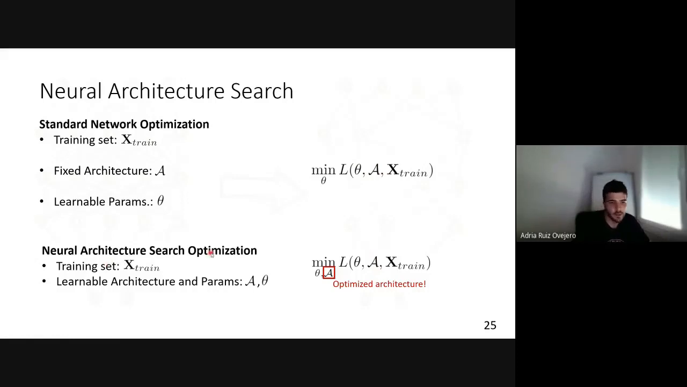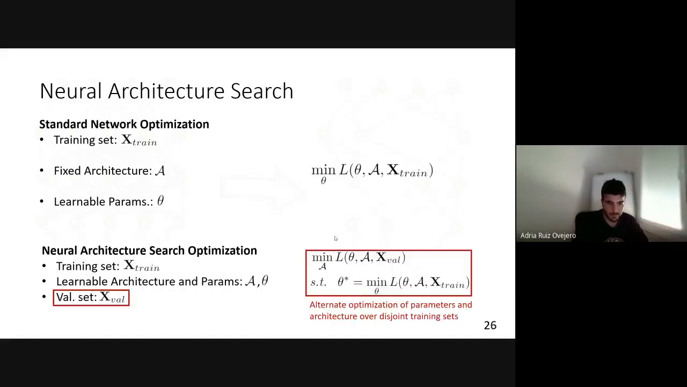So the idea of neural architecture search is to say, okay, instead of just optimizing the parameters of the network, I would like to also optimize the architecture of the network, optimize all these hyperparameters which determine the computational complexity and the accuracy of my final model. Typically, this is done by defining another validation set and performing an alternate optimization, where we optimize the architecture using this validation set and a loss function, and alternately we optimize the parameters of the model on the training set. So this is usually the pipeline of training neural architecture search methods.